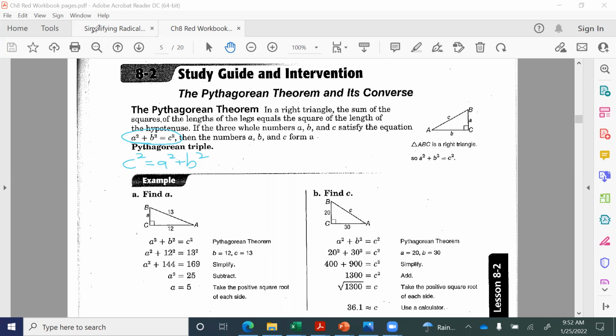Not always the x side. It's the longest. So in a right triangle, what's that longest side called? The hypotenuse. It's always the side that's across from the right angle. So on here, you have a diagram. And you have, this is a leg, this is a leg, the two sides next to the right angle, right? And then you have the hypotenuse.